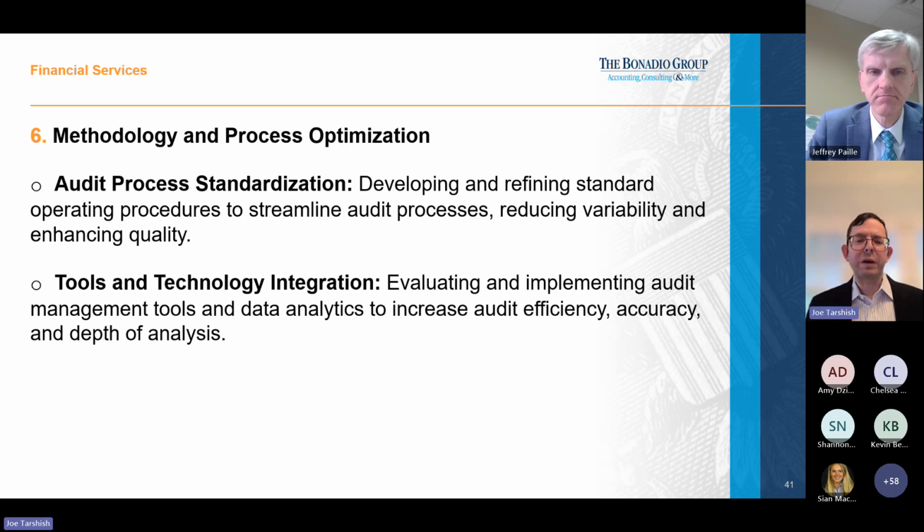Methodology and process optimization. So here we're talking about standardization of the audit process, developing and refining standard operating procedures or methodology to streamline audit processes, reducing variability and enhancing quality. And tools and technology integration, evaluating and implementing audit management tools and data analytics to increase audit efficiency, accuracy, and the depth of analysis that you can achieve.